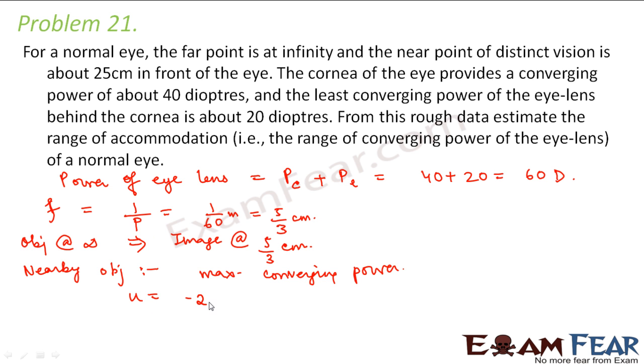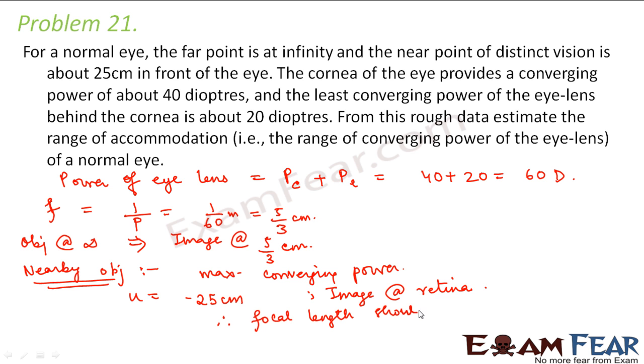Now in this case, U is minus 25 centimeters. Right now I am talking about nearby objects, so it is minus 25 centimeters, and we know that the image in this case should form at the retina. Therefore, the focal length we can calculate using the thin lens formula, that is 1 by V minus 1 by U is equal to 1 by F.